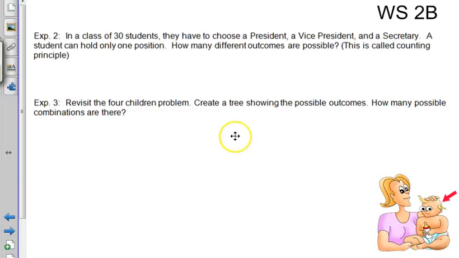Okay. In a class of 30 students, we've chosen a president, a vice president, and a secretary. A student can hold only one position. How many different outcomes are possible? How many ways can we pick a president? Okay. How many people remain to choose for a vice president? How many people remain to choose for a secretary? So how many different ways can this happen?